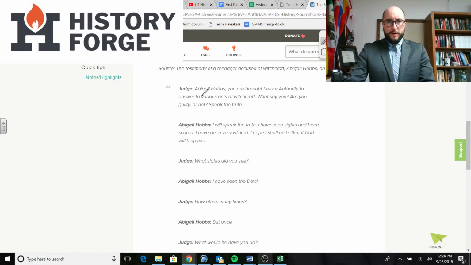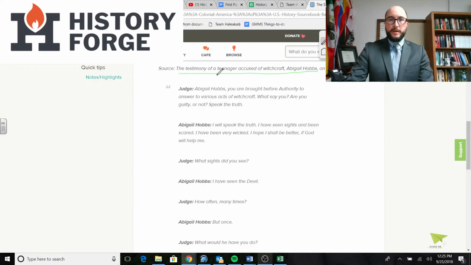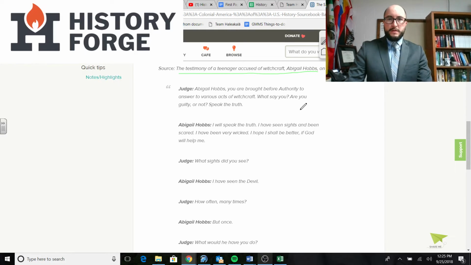So I'm going to read her. There's two people talking, the judge and Abigail Hobbs. It doesn't really say, but it gives us information right here for Abigail Hobbs. So if I would write Abigail Hobbs down in here, or any of the other names, you could just write this stuff right up here. I'm not going to write it because hopefully you understand me. I want you to just write this stuff, okay?